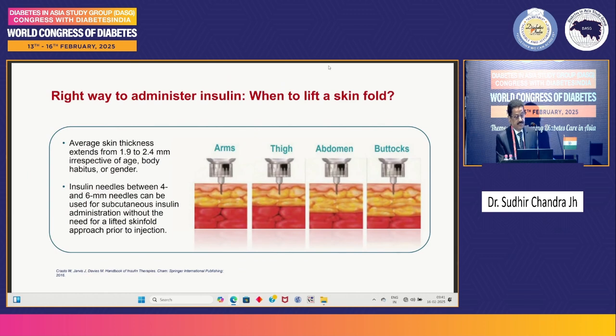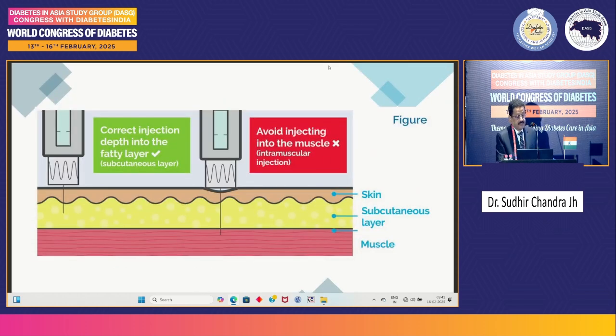Right way to administer: average skin thickness is 1.9 to 2.4 millimeter. Insulin needles between 4 to 6 millimeter can be used for subcutaneous administration without the need for making a lifted skin fold prior to injection. And the correct injection depth is like this, as shown with the subcutaneous layer. And avoiding injection into the muscle is the primary thing which we should keep in mind.